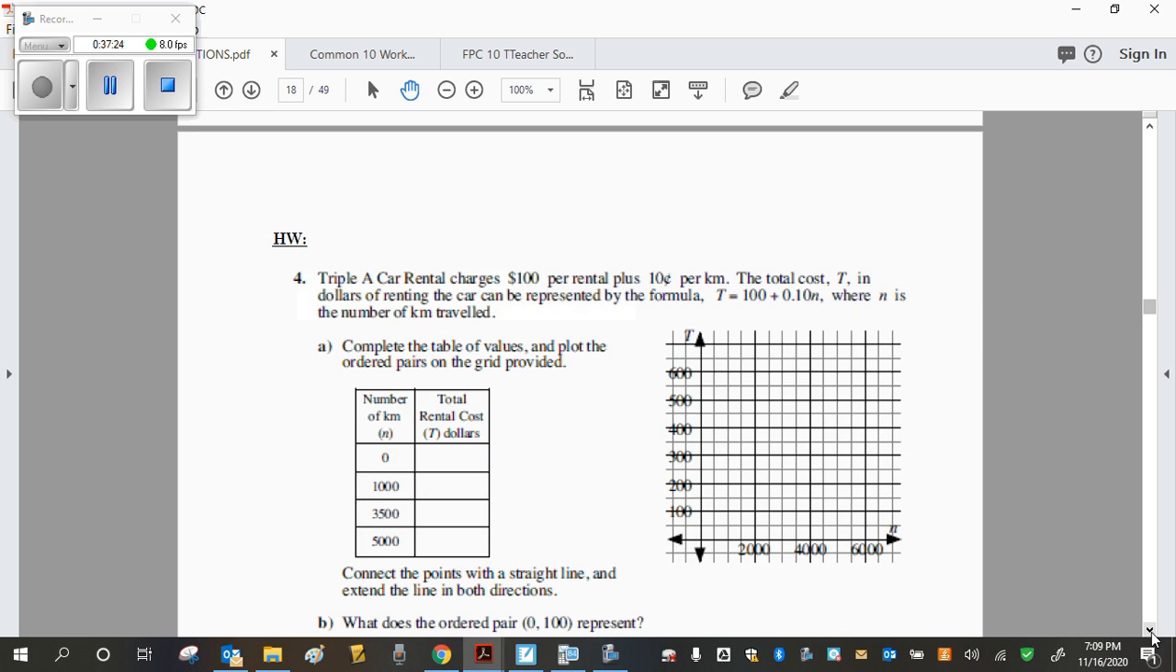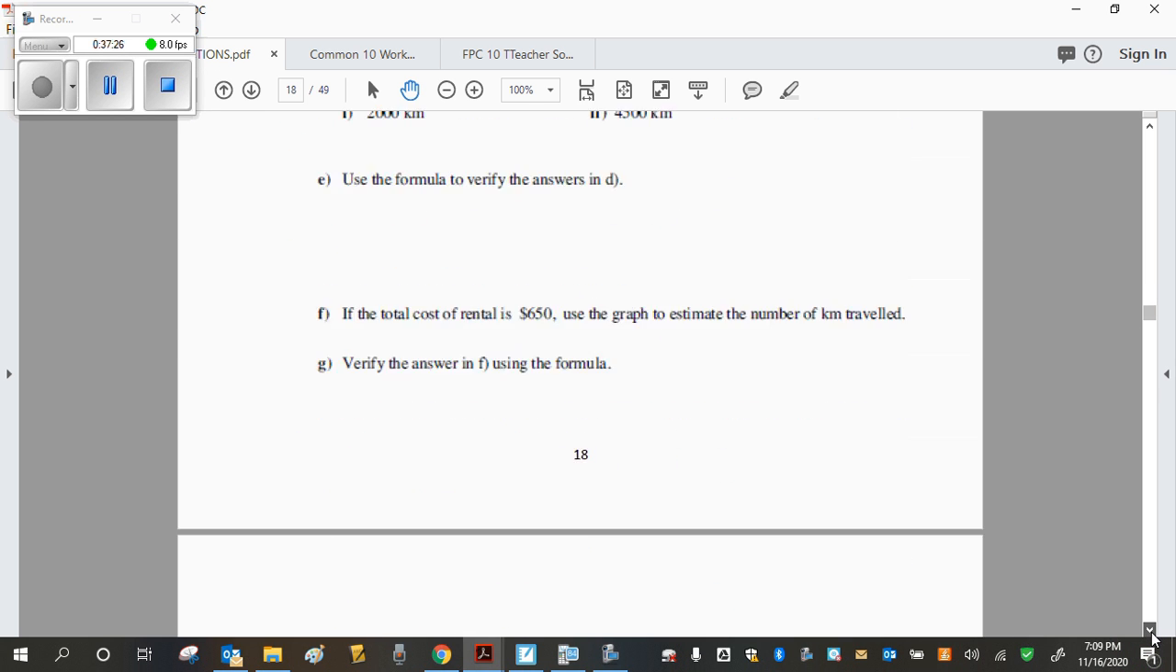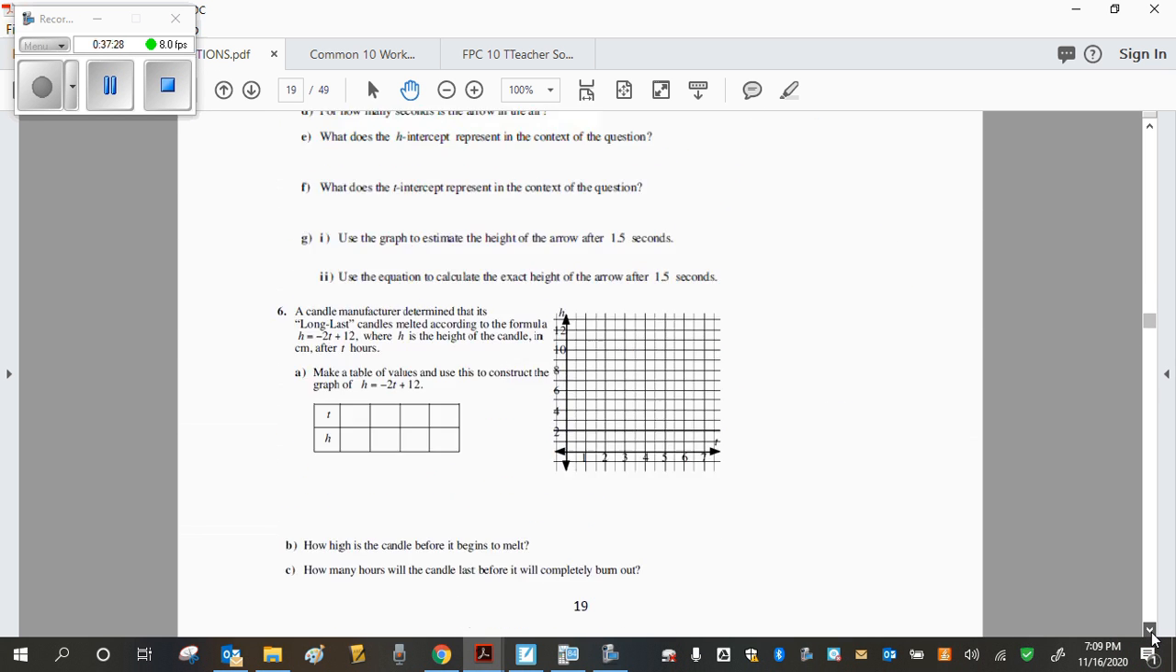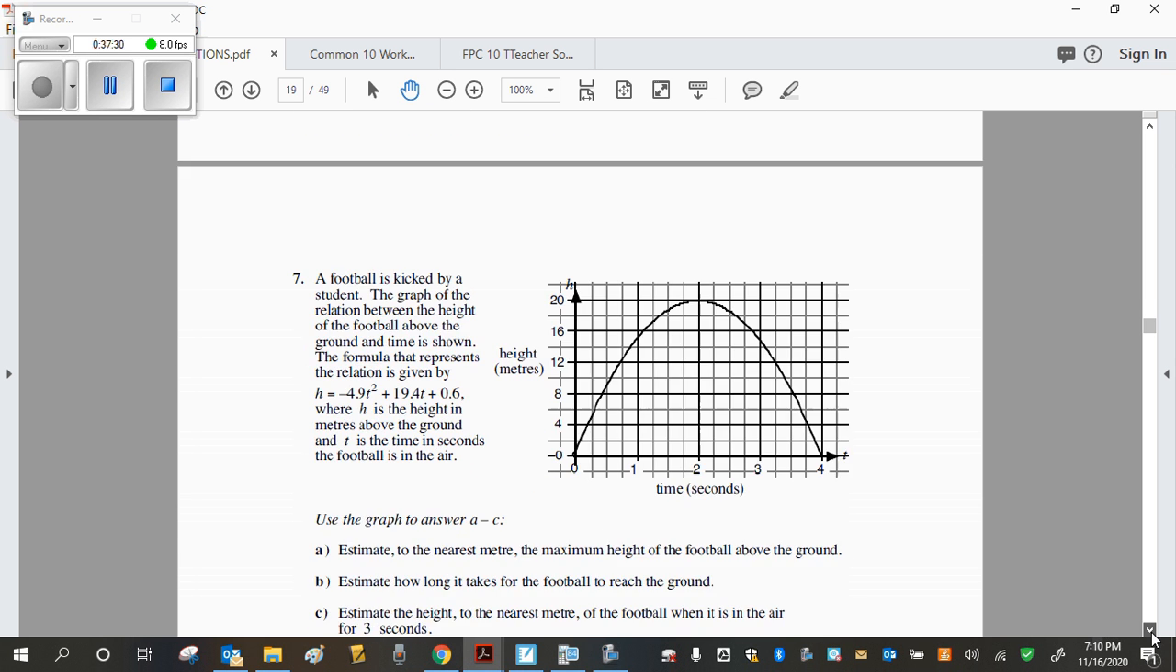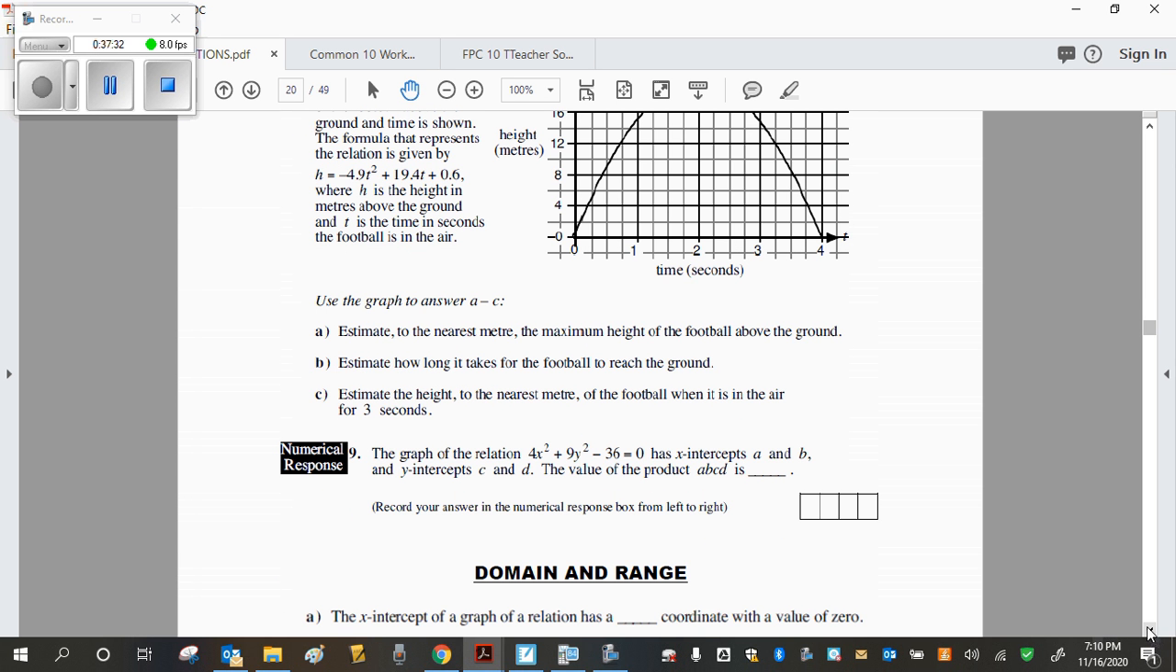What's next for you? 4, 5, 6, 7, and 9. So all the homework up to page 20. And this is why that handout is so long, because one question takes a whole page. And I'm glad I saw this.